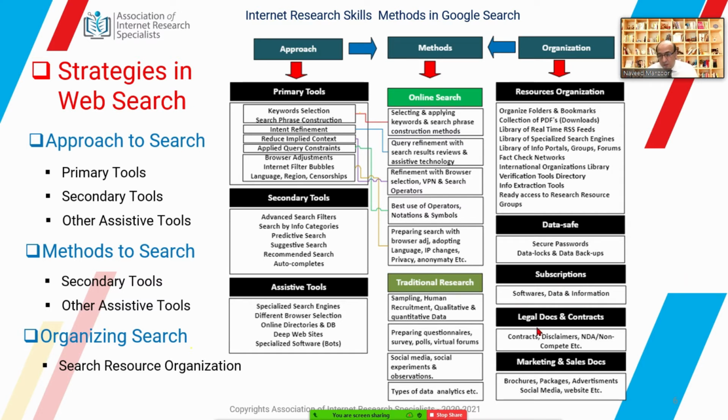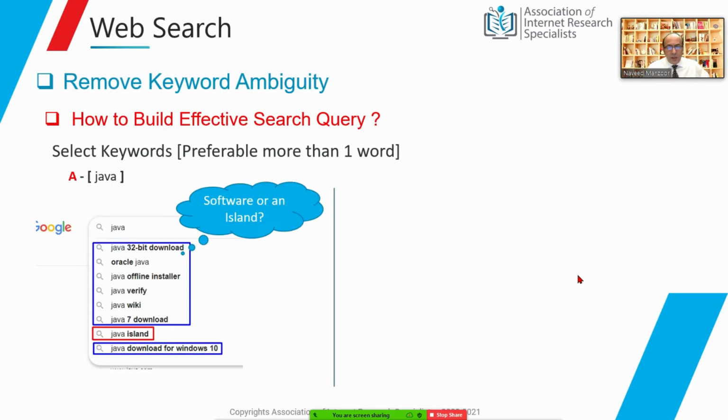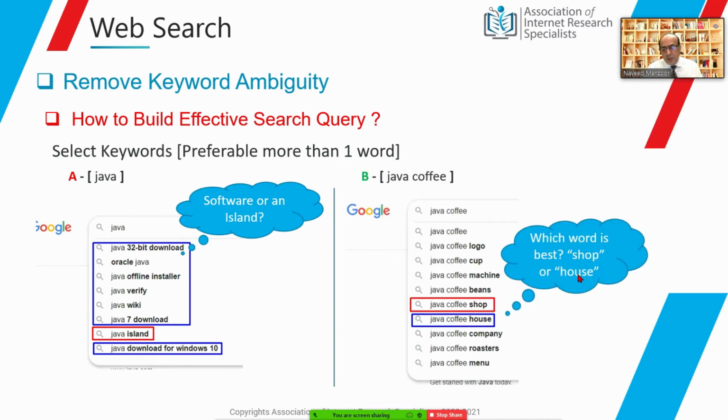Subscriptions you have to maintain. Legal documents, contracts, things of that nature. Marketing and sales docs, and so on. So these are all supportive. Methods is what we will be discussing for online traditional and approach. Next, we will get on to the slide that is going to give us the real story about how the keyword search is to be done, what is the meaning of intent, what is the context that we have to be careful about and apply in our search queries.